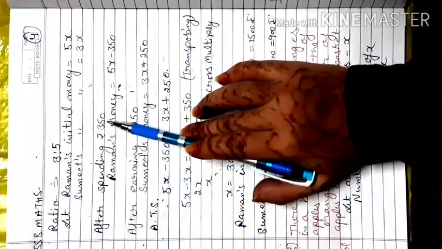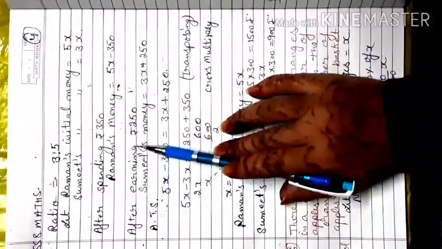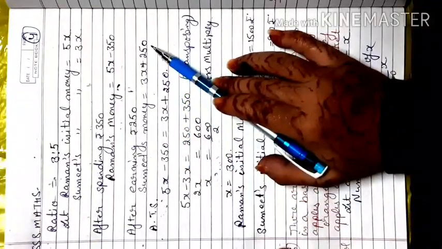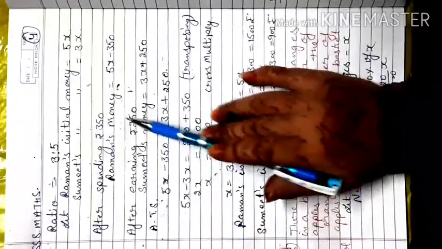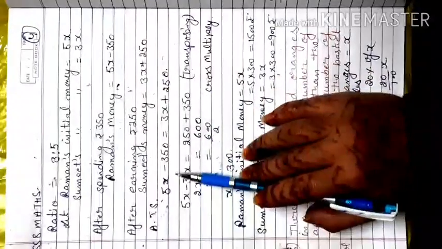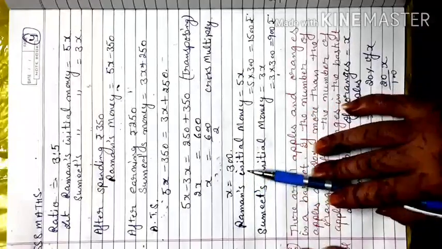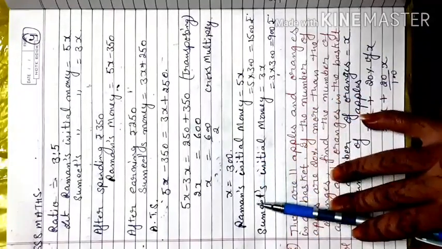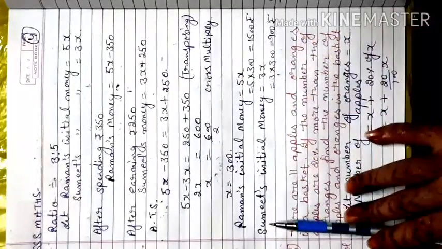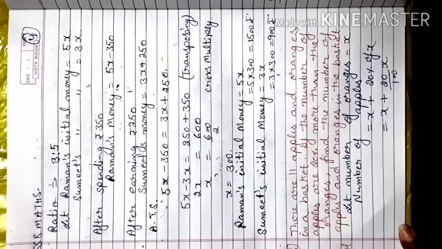After spending 350 rupees, Raman's money left is 5x minus 350, and after earning 250 rupees, Sumit's new money is 3x plus 250. According to the statement, after the changes, the money they both have must be equal to each other. 5x minus 350 is equal to 3x plus 250. After transposing and cross multiplying, we get x equal to 300. That means Raman's initial money is 5x, that is 5 into 300, which is 1500 rupees, and Sumit's initial money is 3x, 3 into 300, which is 900 rupees.